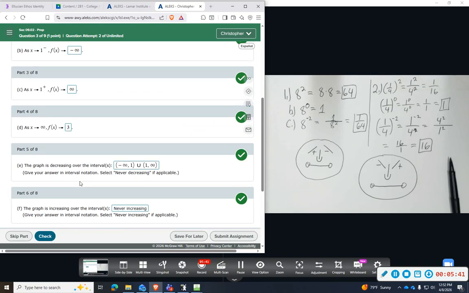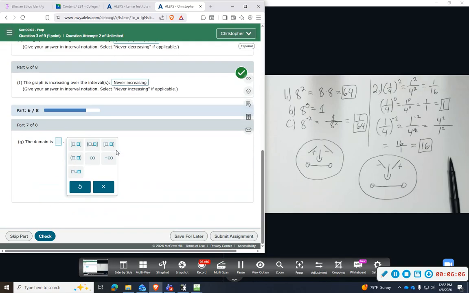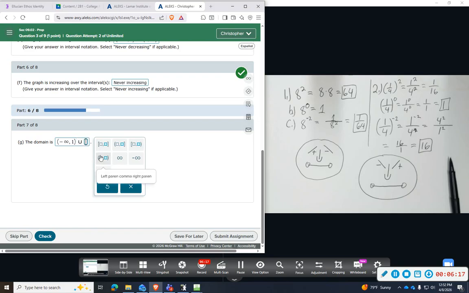The domain, okay, is the same as the domain that it was decreasing over. Okay, what x values does this blue line go across or hover over? It hovers over every x value except for 1. There's no part of the blue line over 1, but it will hover over all of these. So I will get an x value for every number except for 1. So my domain is the same as that decreasing interval, negative infinity to 1, and then union 1 to positive infinity.